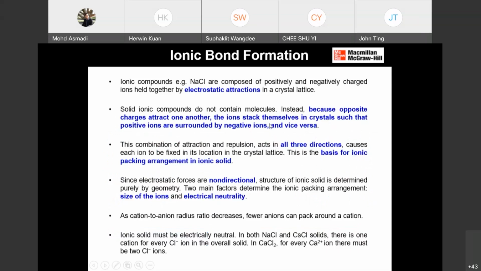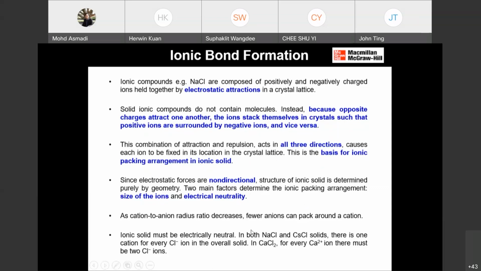Sometimes a crystal is brittle, that is the characteristic. Actually in solid form it is neutral. They cannot conduct electricity, but in the molten state or liquid state, they can conduct electricity. So the basic ionic packing arrangement, if you look here, is fixed in its location in the crystal lattice. As I told you, they are arranged in the four basic types of unit cell.